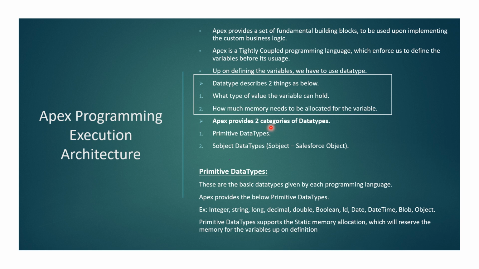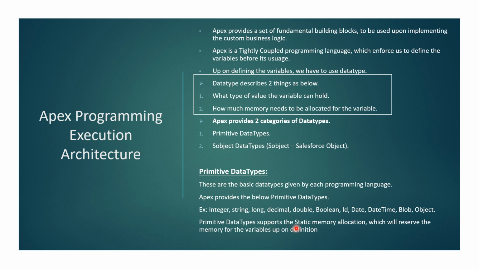Apex provides two categories of data types: primitive data types and sObject data types. sObject means Salesforce object. First of all, we need to learn what primitive data types are and how they are useful to write programming in Apex. These are the basic data types given by each programming language. Apex provides primitive data types such as integer, string, long, decimal, double, boolean, id, date, datetime, blob, and object. These are some examples.